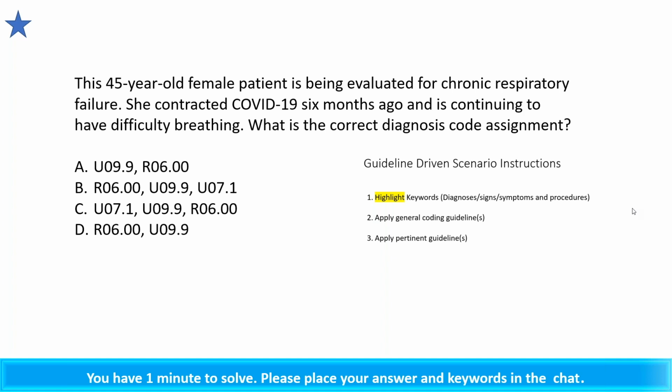All right, good job. Look at this. Some of you got it correct, and some, well, you're going to have an aha moment, and that is what we're here for. All right, so first things first, we got to highlight our key terms. Chronic respiratory failure. She had COVID-19 6 months ago, and is continuing to have difficulty breathing. What is the correct code assignment?